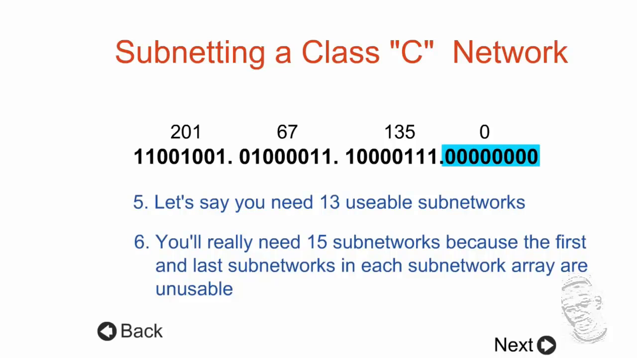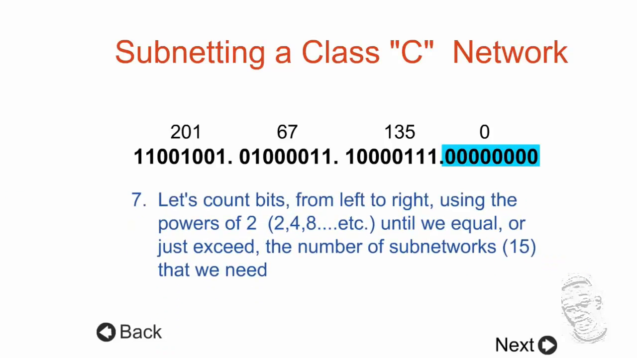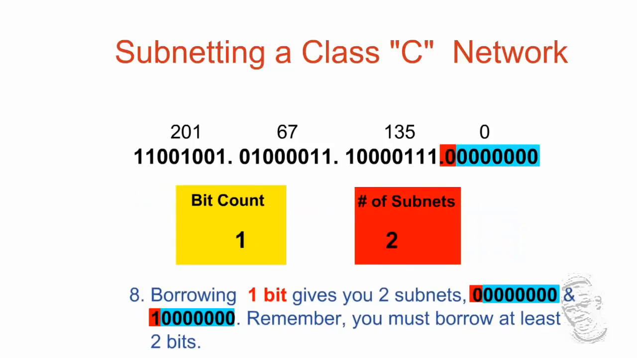You really need 15 subnetworks because the first and the last subnetworks in each subnet array are unusable. Let's count bits from left to right using the powers of 2, the same thing that I showed before. 2 to the power of 0 is 1, 2 to the power of 1 is 2, 2 to the power of 2 is 4, and so on until we equal and just exceed the number of subnetworks. And just take into consideration we're looking at 15, which we need.